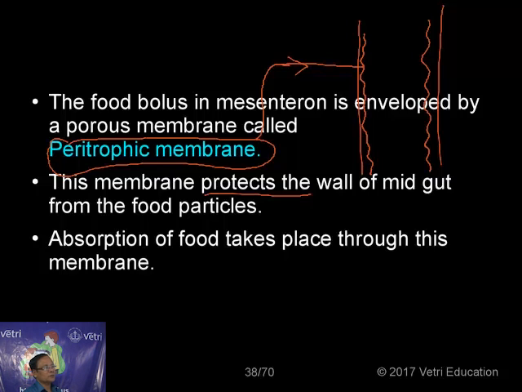And also in the midgut, the absorption of food is taking place, and it takes place only through this membrane, because the entire food is covered by the peritrophic membrane. That's why it's called the peritrophic membrane. Troph means food, peri means circumference. The entire food bolus is surrounded by this membrane. So the function is protection, and as it is porous in nature, food absorption takes place mainly through this peritrophic membrane. It is not broken, it is present as such, unless the food is completely digested and absorbed.